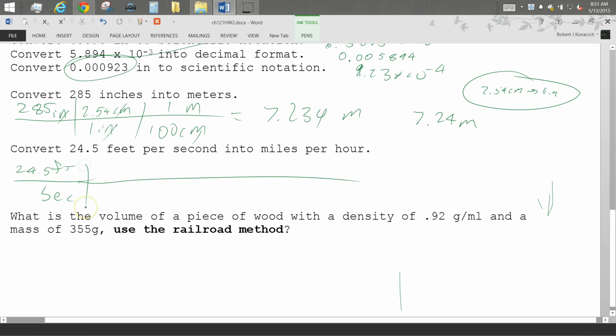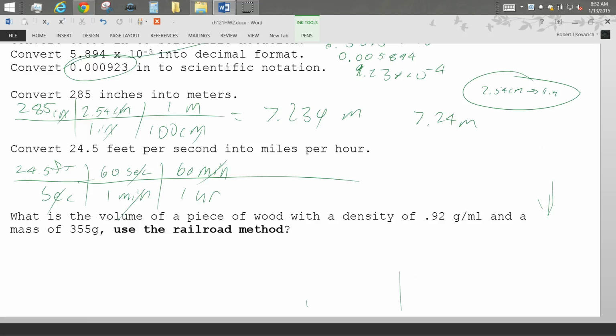And I'm going to do the time unit first. It totally doesn't matter which one you do first, but I'm just going to do the time one. So it'll be 60 seconds is 1 minute, so then my seconds will cancel out. And then I'll go 60 minutes is 1 hour. What would happen if I stopped and did the math right now? What would my units be?